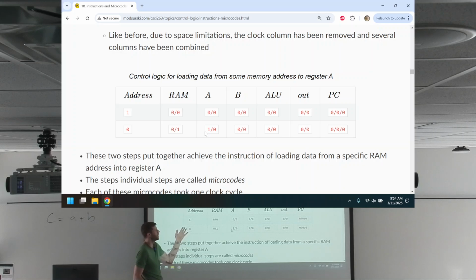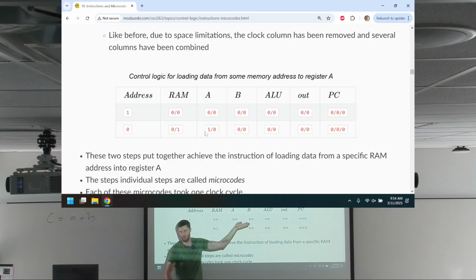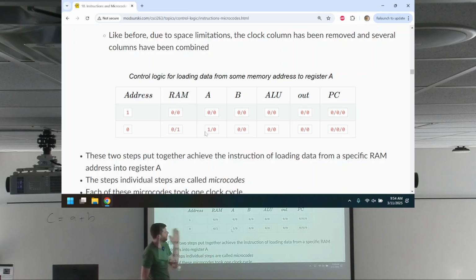So the bit pattern would depend on the order of these things. The order of this is kind of arbitrary; the order of my control logic was really for the design. But basically, everything would be 0 except the address control logic. So that's how we'd set it. And then here, everything would be 0 except for RAM out and A in.